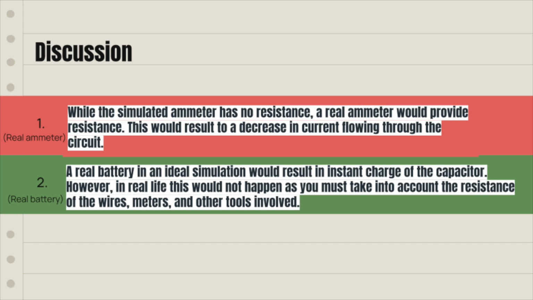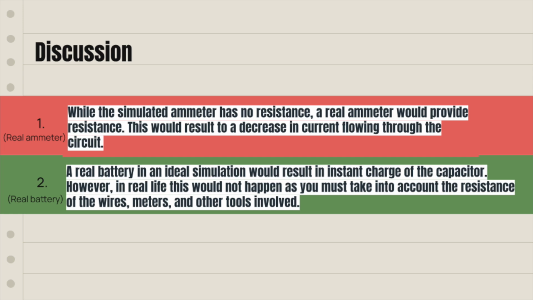Finally, let's answer some discussion questions. What if you were doing this experiment in real life and used an actual ammeter instead of the ideal simulated ammeter? What difference about a real ammeter and how would it have affected the circuits you hooked up to it? While the simulated ammeter has no resistance, a real ammeter would provide resistance. This would result in a decrease in current flowing through the circuit.